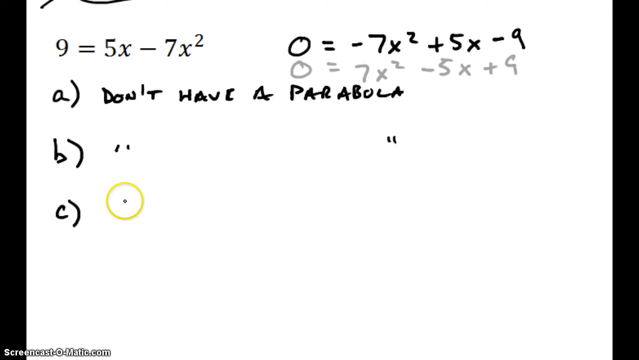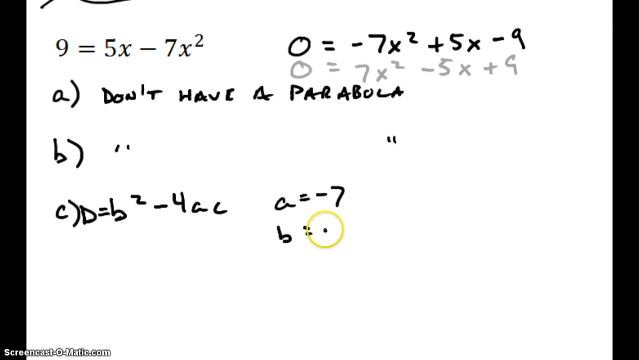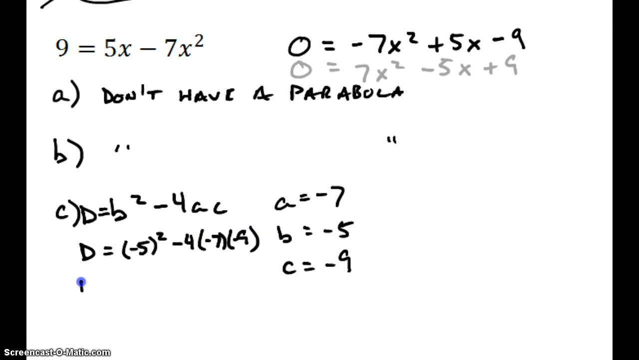For part C though, we can calculate the discriminant. This discriminant is b squared minus 4ac. And let me put D equals. Let me do this one with this black equation right here, and I get a is negative 7, b is negative 5, and c is negative 9. So if I substitute that in, b is negative 5. If I square that, subtract 4 times negative 7 times negative 9, I get that my discriminant is negative 227.